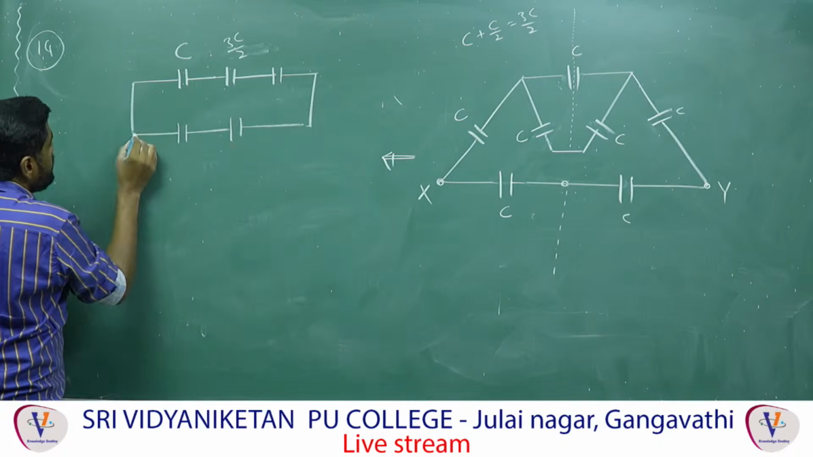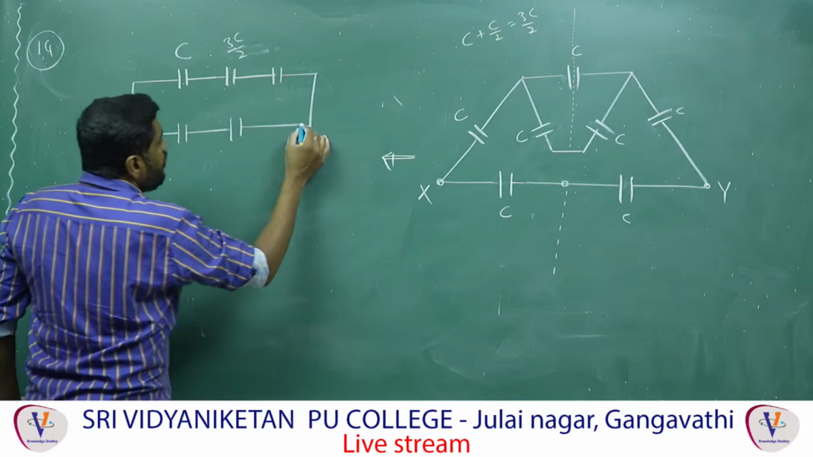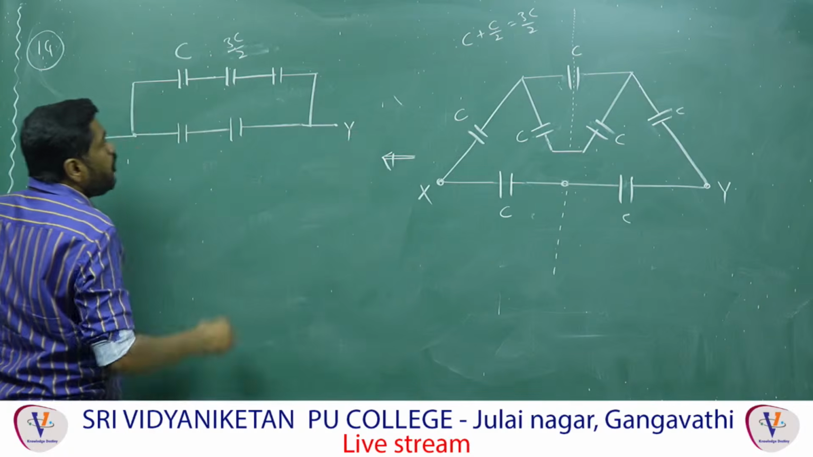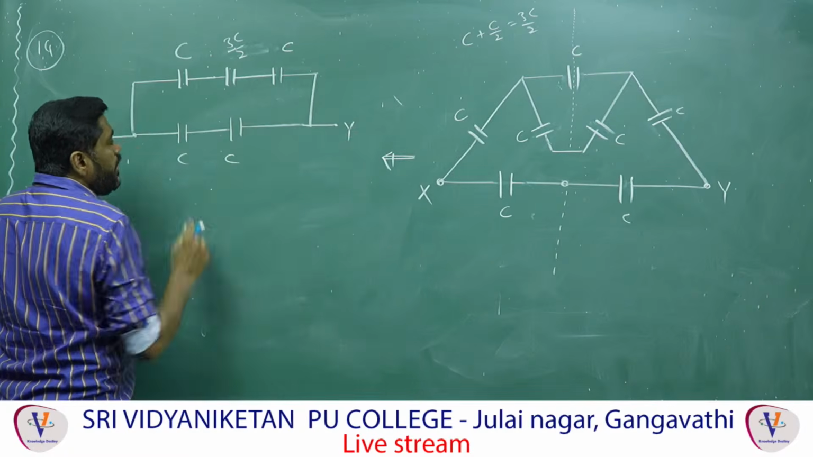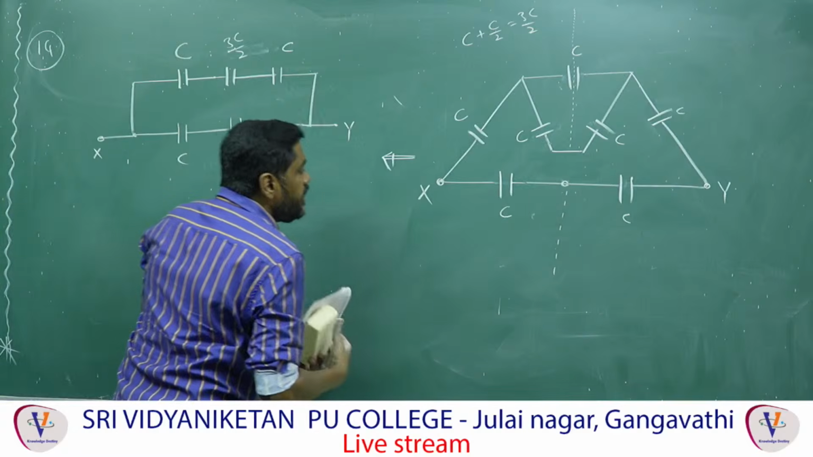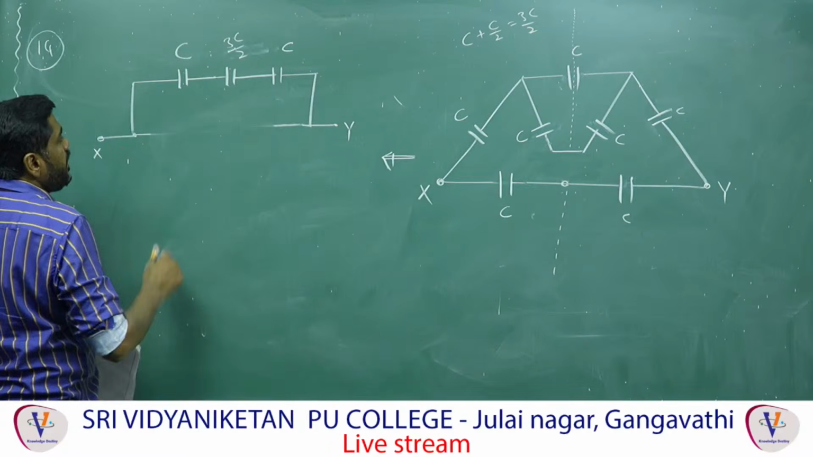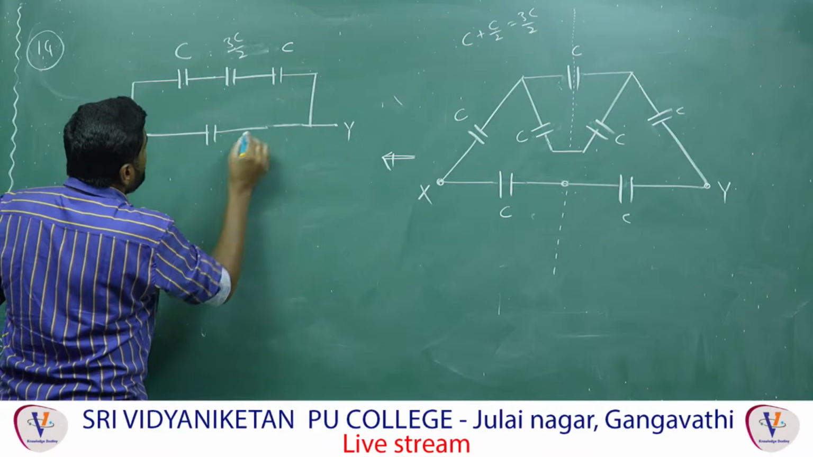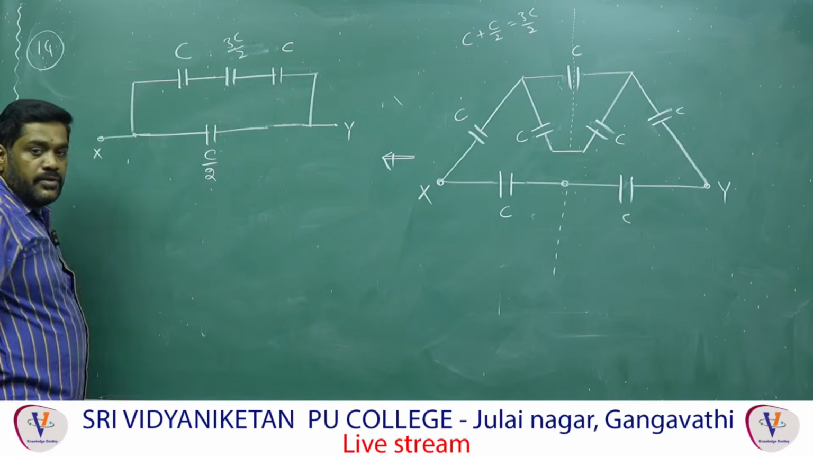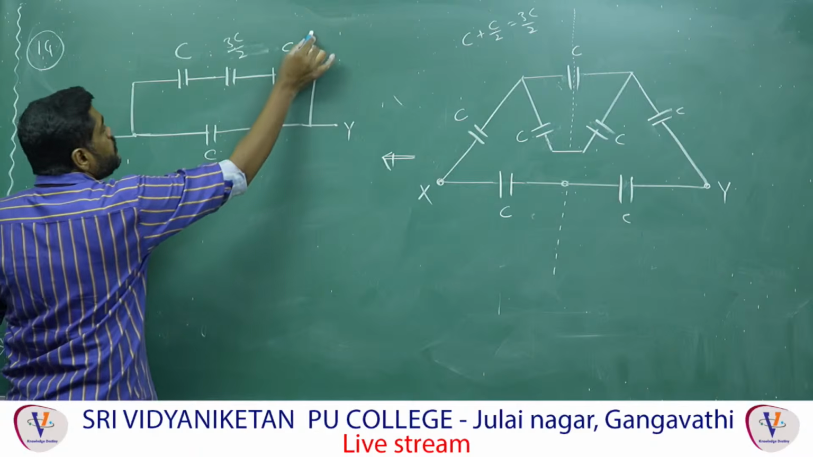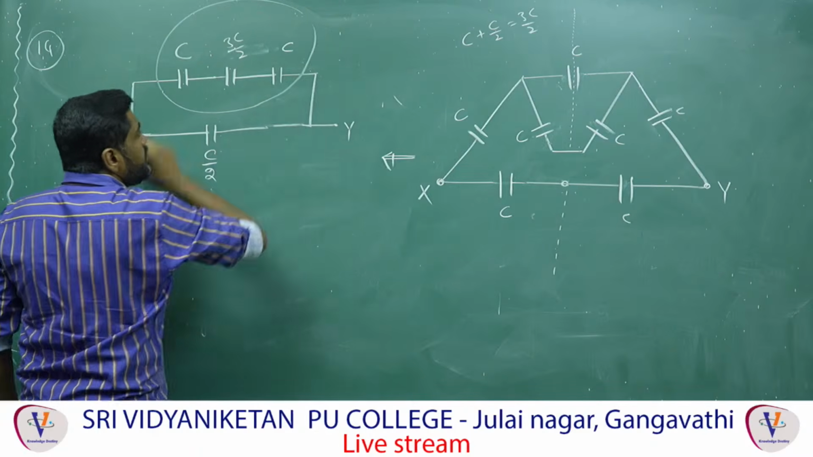So this is the X and this is the Y again. Okay, now you do C. This is C, and these two are again C. Both are in series. Now we can write as a single, therefore that is equal to C by 2 only. Again, all these three are in the series combination.